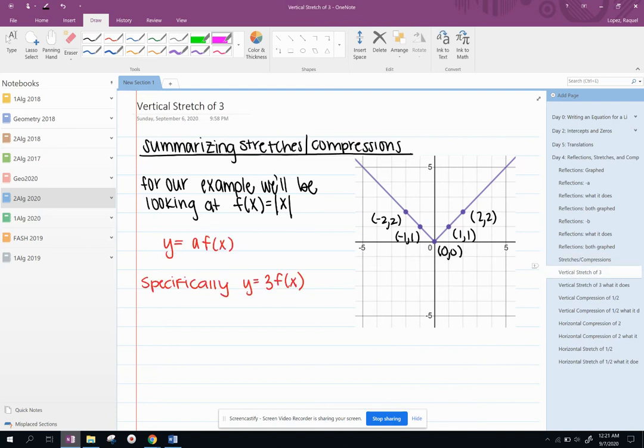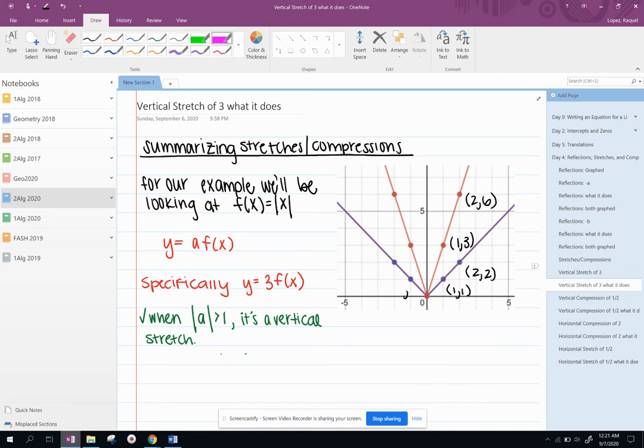So let's take a look and see what happens when I specifically plug in the number 3 in for a. Okay. So what that does is it's going to give us a vertical stretch. So I've got the original absolute value graph, which is graphed in purple, and then the result when I put the 3 in front of our f of x. So that's the red graph, the red absolute value graph. And we can see that that's a stretch. So our graph gets skinnier.